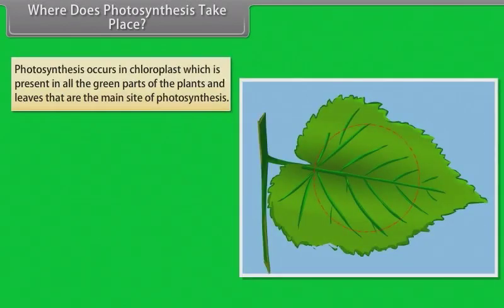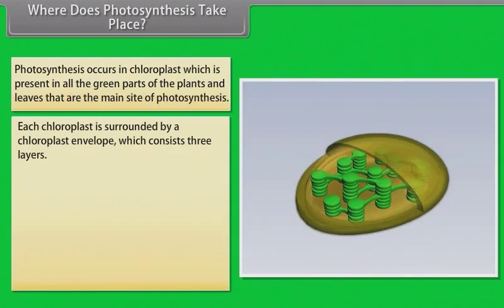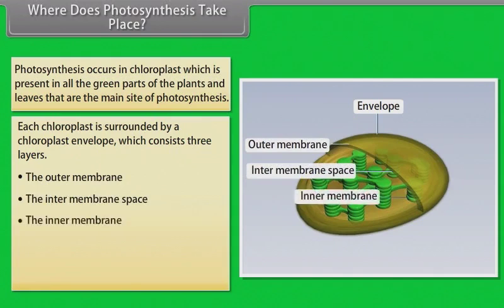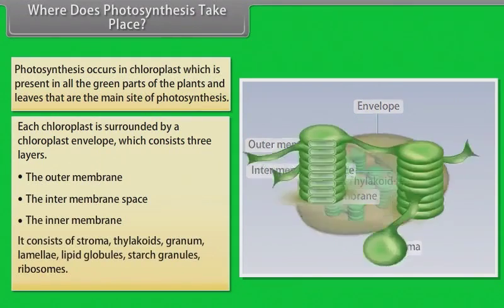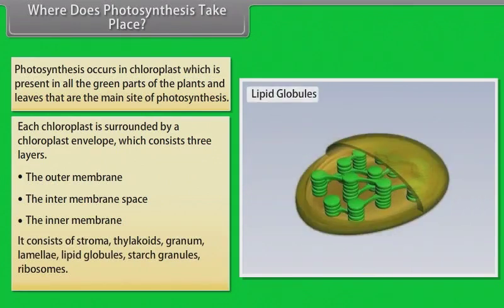Photosynthesis occurs in the chloroplast, which is present in all the green parts of the plants, and leaves are the main site of photosynthesis. Each chloroplast is surrounded by a chloroplast envelope, which consists of 3 layers. They are the outer membrane, the intermembrane space, and the inner membrane. It consists of stroma, thylakoids, granum, lamellae, lipid globules, starch granules, ribosomes.